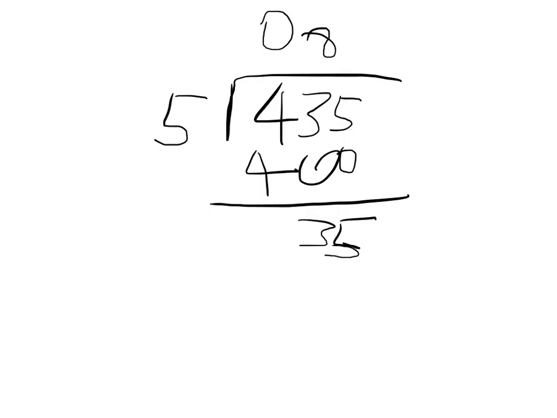So now we multiply again with 7. 7 times 5 will be 35. So if we subtract 35 minus 35, there will be 0 left. So the answer will be 87.